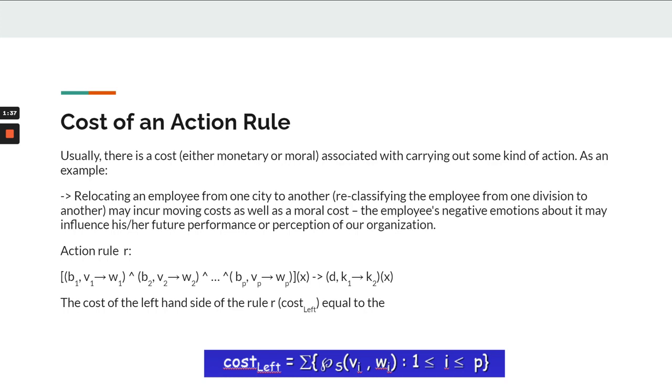An action rule is classified based on the cost, and the cost is the sum of all the costs, where the cost of the left hand side of the rule is equivalent to the cost of the right hand side.